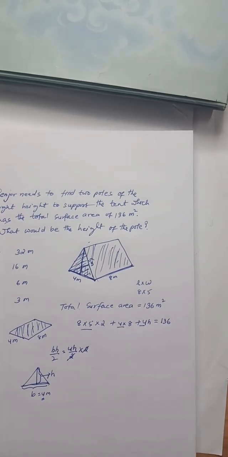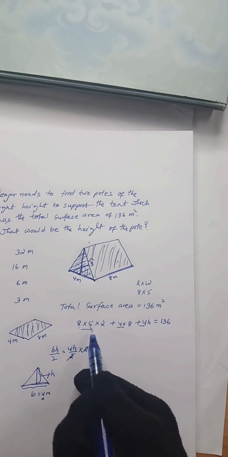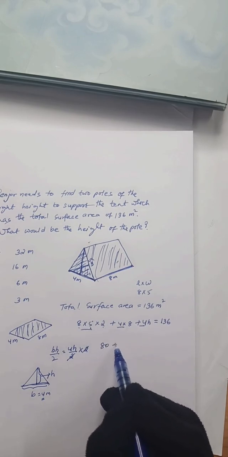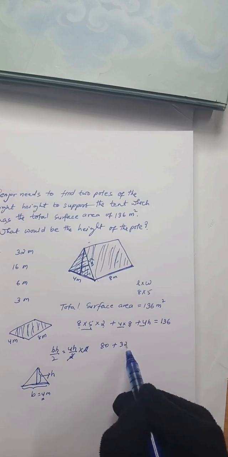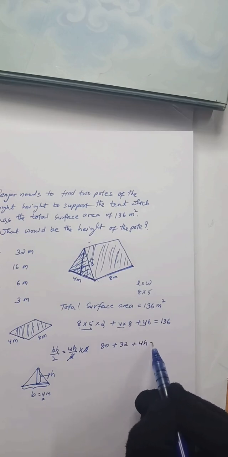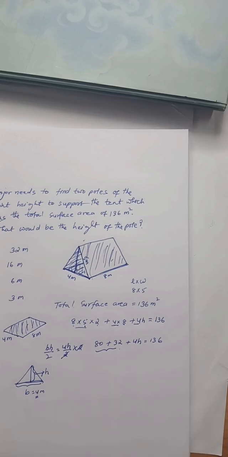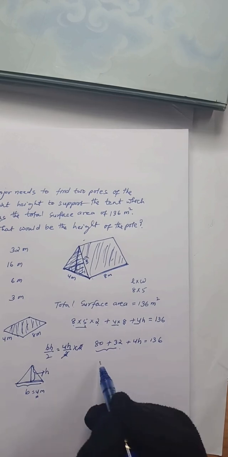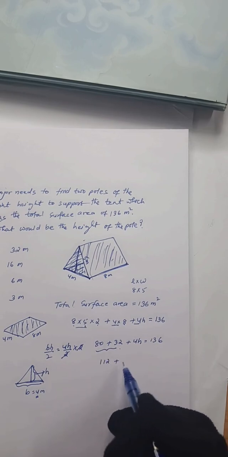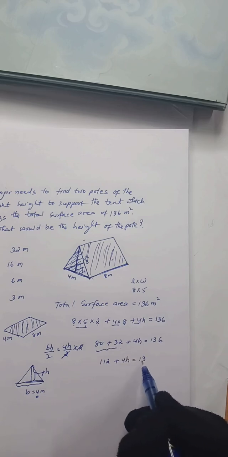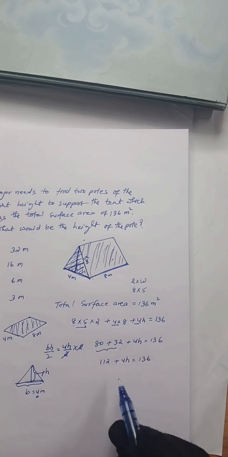That's it. After this, now you can easily multiply, subtract, add, divide, and you will have the value of h. 8 times 5 is 40. 40 times 2 is 80. Plus 4 times 8 is 32. Plus 4h equal to 136. What is 80 plus 32? 80 plus 32 is 112. Plus 4h equal to 136. What I need to find is h.